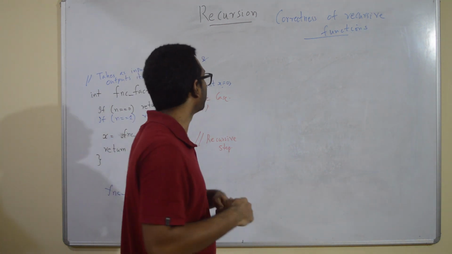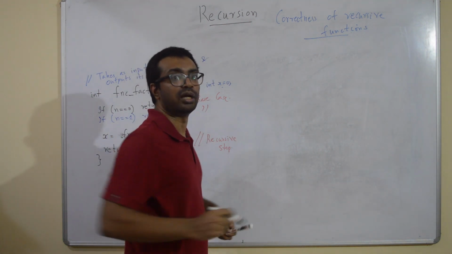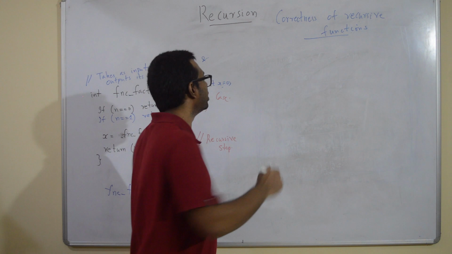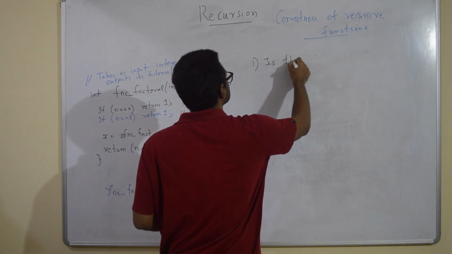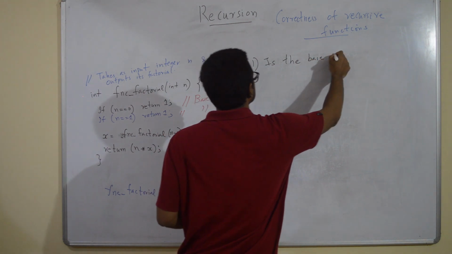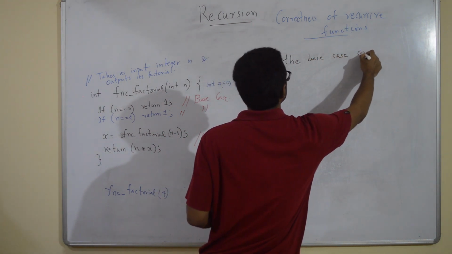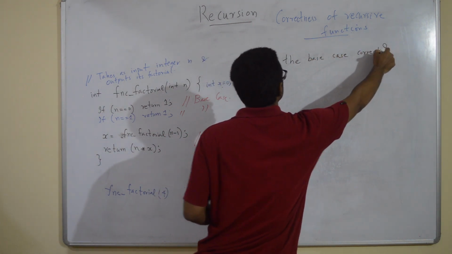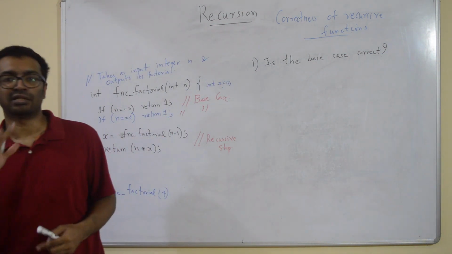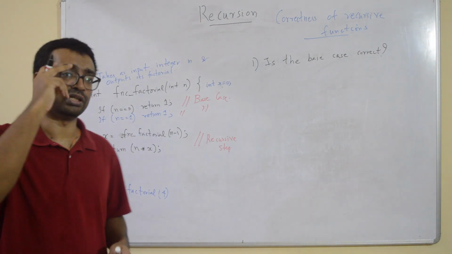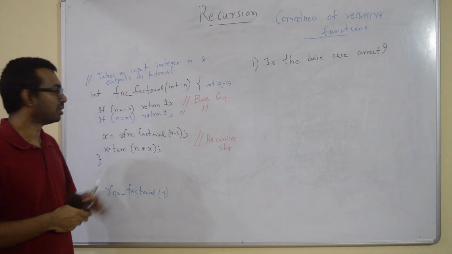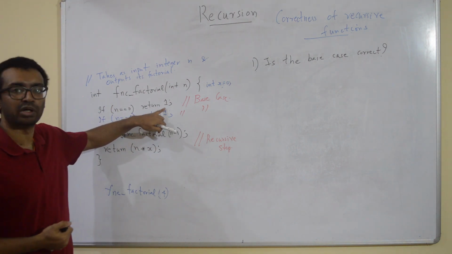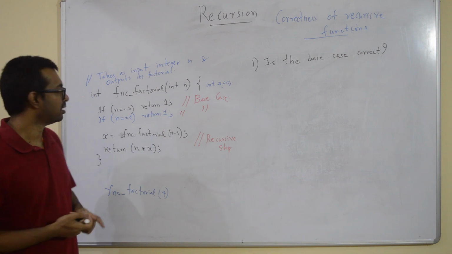So I'm going to list them down. The first thing you need to see is the following. Is the base case correct? That's the first thing you need to see. Is the base case correct here? If n is equal to 0, return 1. Is the base case correct?